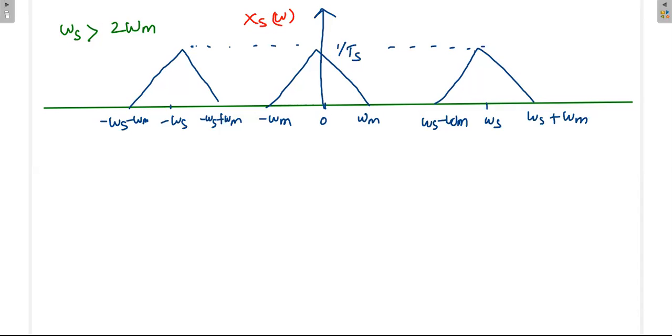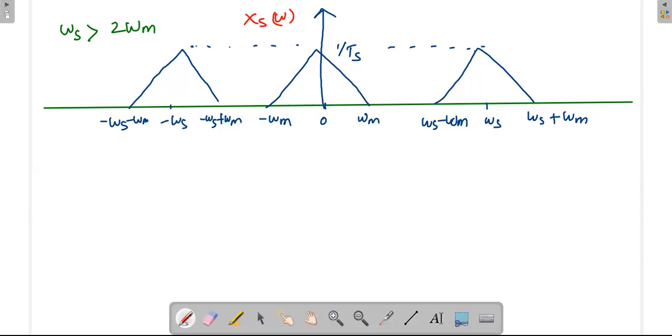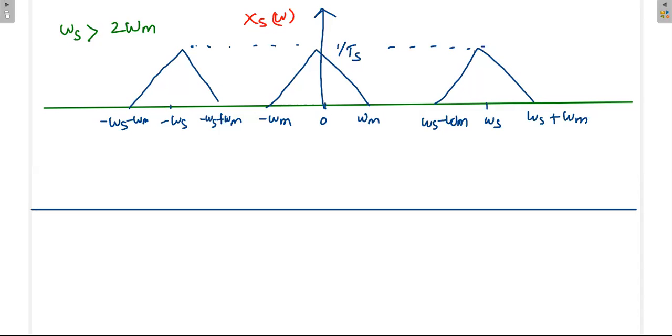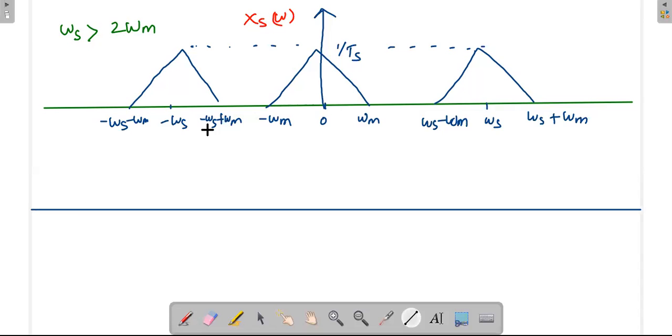So the filter is a low pass filter. What filter do we have to use? A low pass filter, like this. Again, H of omega. The cutoff frequency of the low pass filter is omega c. We know that omega c has to be greater than omega m, but it has to be less than this one. Why?